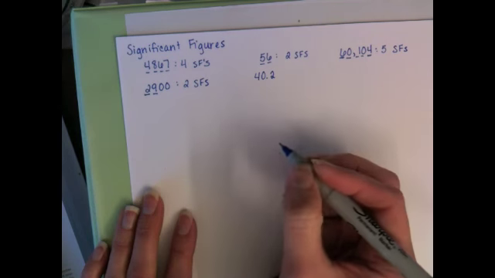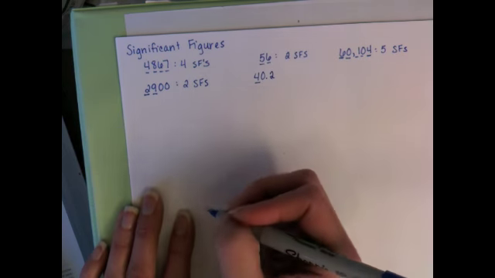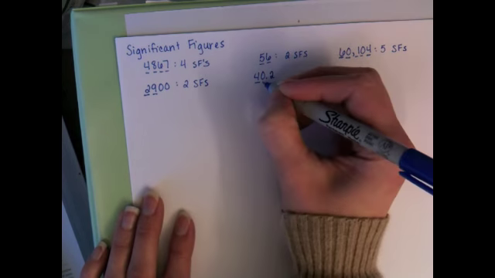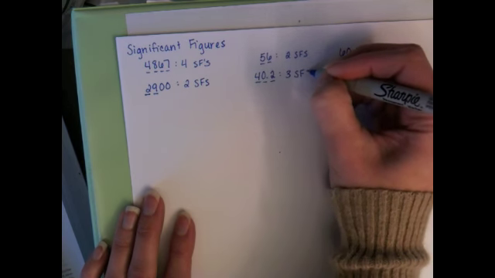40.2. When there is a visible decimal point, in this case, you look at the first non-zero digit, which is a 4, and you count everything after it, whether it's a 0 or not. This number's got 3 sig figs.